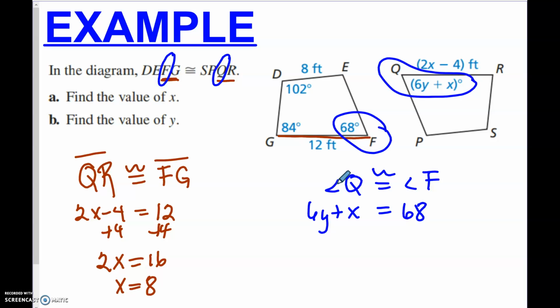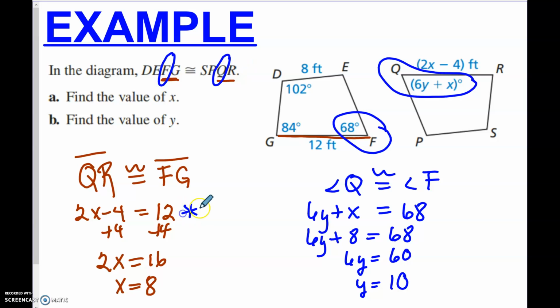However, I just found out in the last one I set up that x is 8. So I can now substitute here in place of x, I can put 8 and then go ahead and solve this. So it looks like 6y is going to be equal to 60 because I'm going to subtract 8 from both sides. And then when I divide by 6, I get y is equal to 10. So x is 8 and y is 10. But do you see how the letters help me set up my algebraic expressions? So remember, this algebraic expression is required on any tests and quizzes.